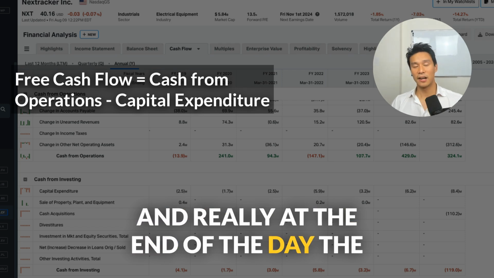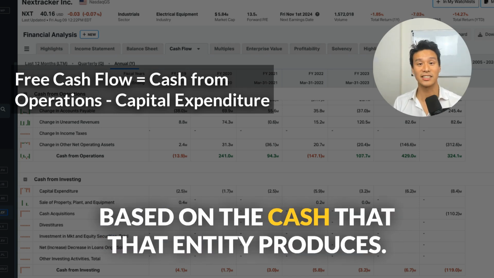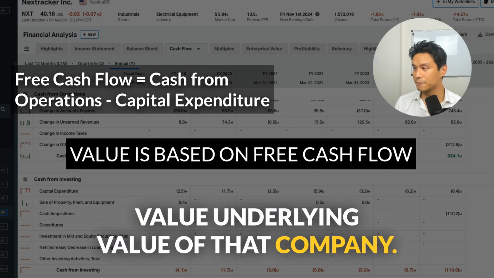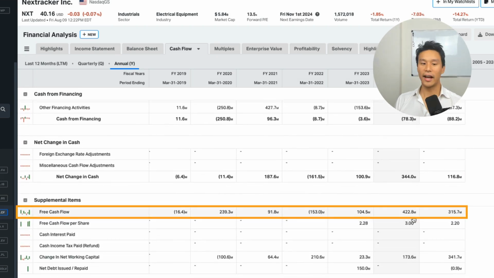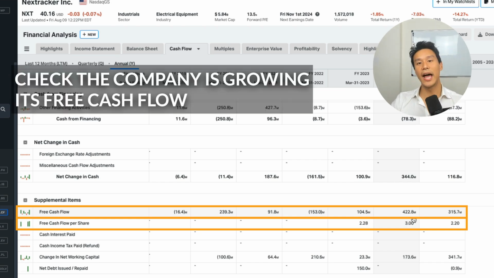And really, at the end of the day, the fundamental value from a financial standpoint, how everything is valued is based on the cash that that entity produces. So the free cash flow represents the real, underlying value of that company. So I want to look at free cash flow. If we look down here, they calculate free cash flow down here. And I also want to, of course, look at free cash flow per share because I want to adjust for any share increases that happen if they've been raising capital from selling shares. So I want to make sure that free cash flow is both positive and ideally going up because then that's a sign that the business is producing cash and also growing cash from its operation. That indicates the company is growing in value. That's the key thing that I'm looking for in the cash flow statement.